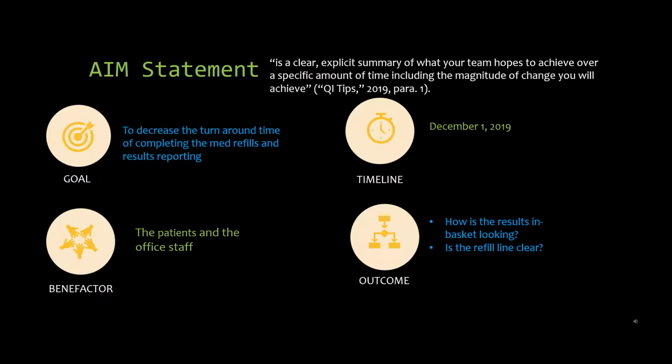So now that we've done our SWOT analysis, now it's time for us to come up with our AIM statement. And the AIM statement guides our work by establishing what success looks like. It's a clear, explicit summary of what your team hopes to achieve over a specific amount of time, including the magnitude of change you're going to achieve. So for us, as you can see, our AIM statement is broken down into four different areas: goal, benefactor, timeline, and outcome. So for us, our AIM statement is by December 1st, 2019, our office will consistently be reporting lab diagnostic results and completing medication refill requests within a 72-hour time frame.